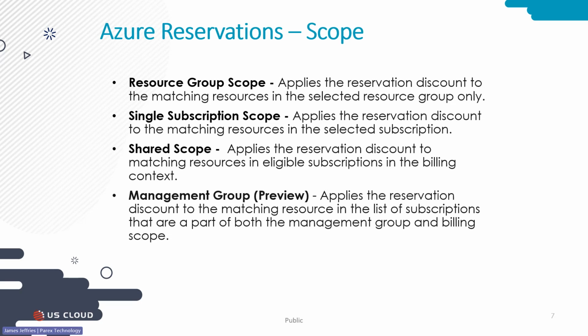Now you can scope those reserved instances to a specific resource group. You can scope it to a subscription, or you can do a shared scope, which would apply across multiple subscriptions based on what the billing context is. And that differentiates between CSP, EA, MCA, etc. A new preview feature is you can do a scoping to a management group.